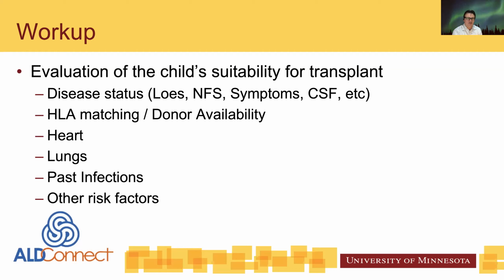Brothers and sisters are first choices because they're either perfectly matched or they're not. Other than that, we will look at all the databases around the world for cord blood or unrelated persons that might match the child. Within those few days prior to transplant, there's assessment of really all the organ systems of the child. We check out the heart using echoes and EKGs.